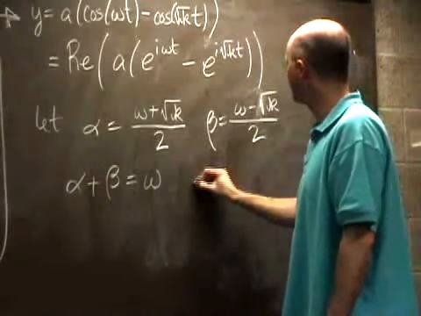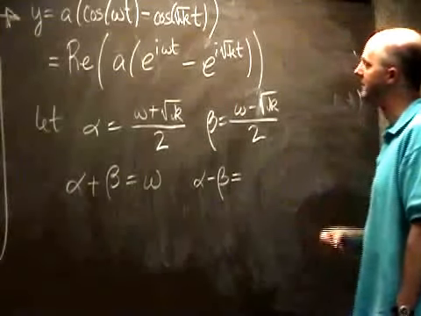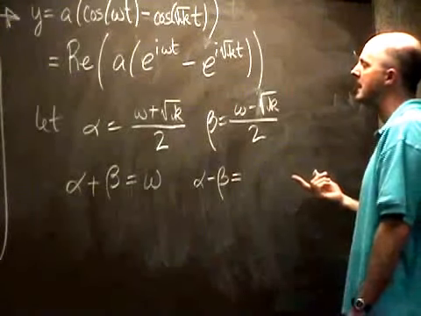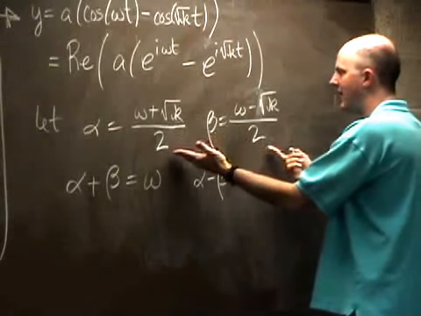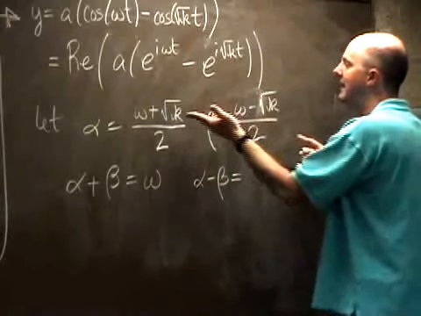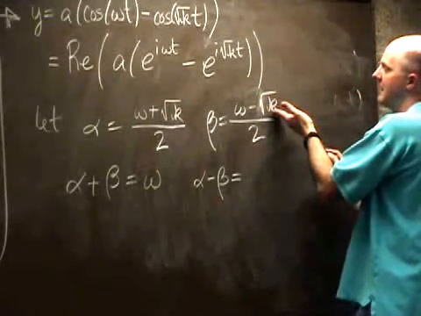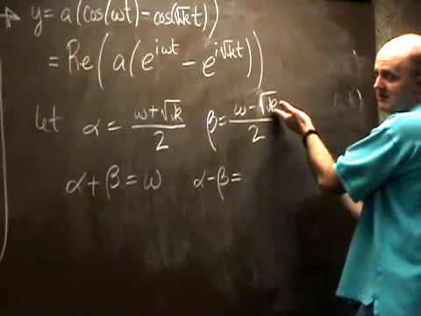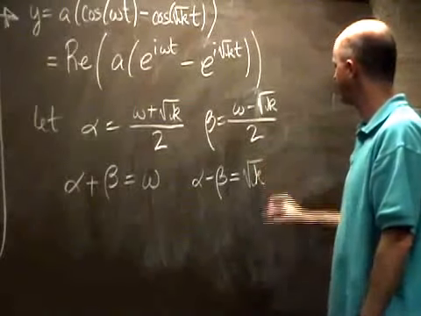And if you subtract one from the other, alpha minus beta, if you do it this way at least, think about what happens. Subtract the two fractions. They already have a common denominator. You would have an omega minus omega, canceling, and a square root of k minus negative square root of k, giving you 2 square root of k over 2 simplifies to square root of k.